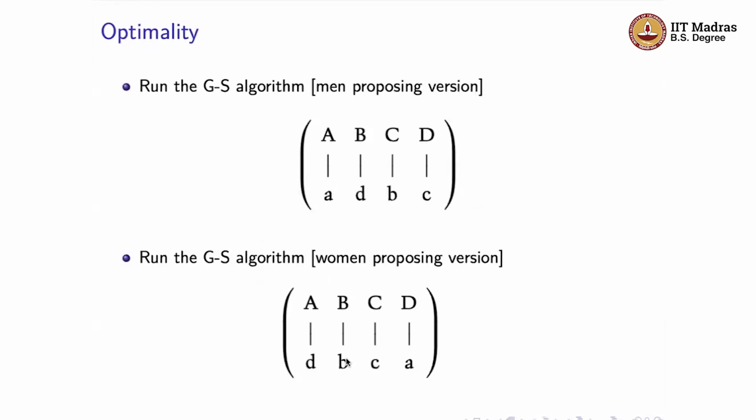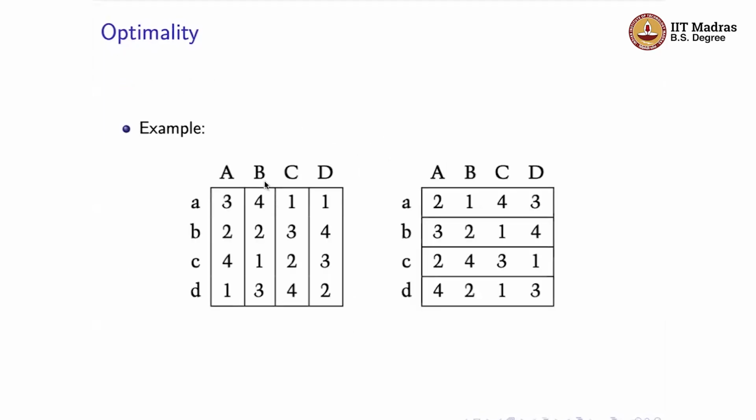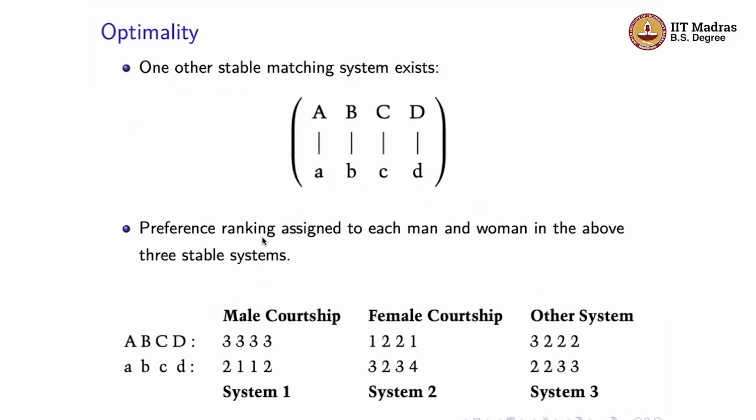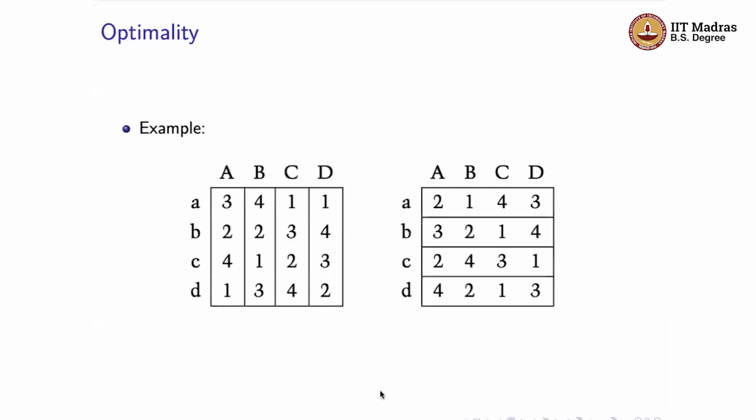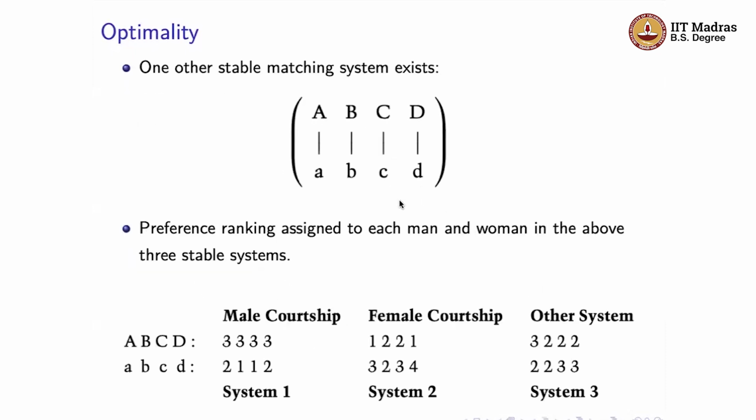Miss B got Mr. B, right? So again, Mr. B is second most preferred. So you have the 2 here. Miss C got Mr. C, which is rank 2. And Miss D got Mr. A, which is rank 1, right? So in this version where the women were the ones proposing, the ranking pairing that we got was that Miss A got the most preferred one.